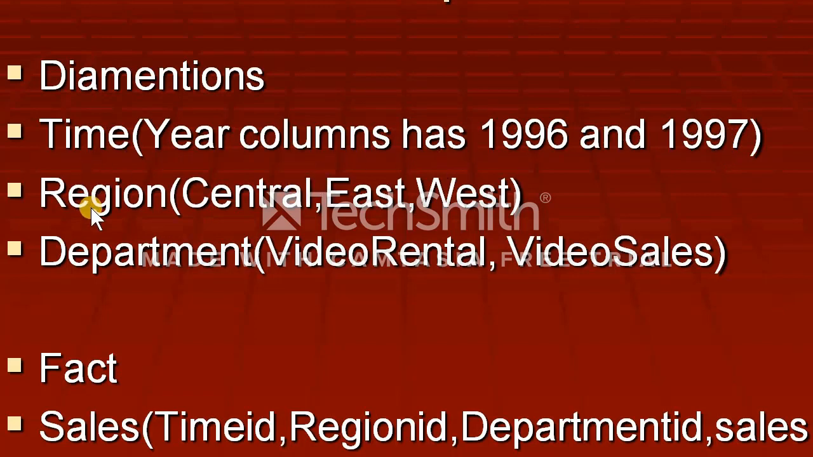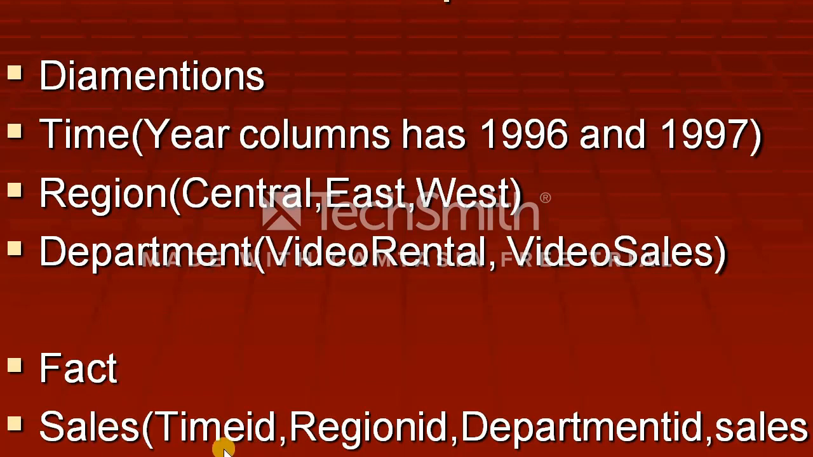The region dimension or region table has only a single column, which is region name, which has 3 values: central, east, west. Our department dimension or department table has one column, which is department name, which has only 2 values: video rental or video sales. So we have 3 dimensions, and we have a fact table whose name is sales.